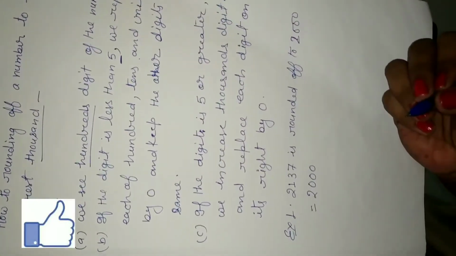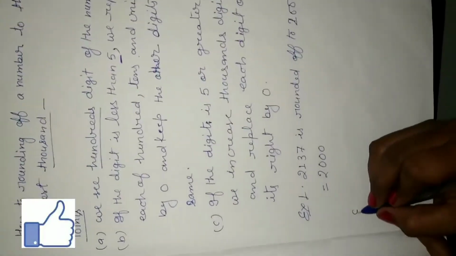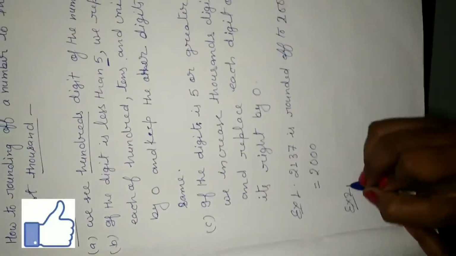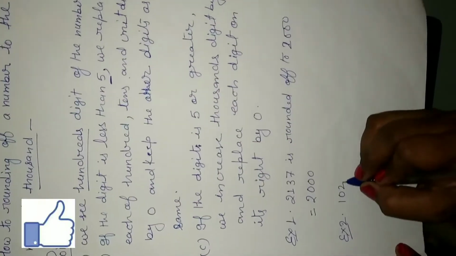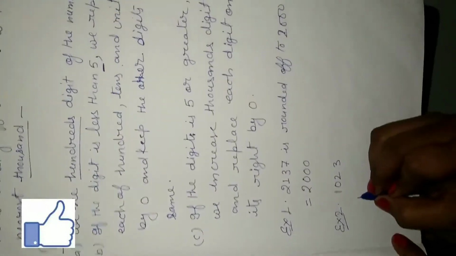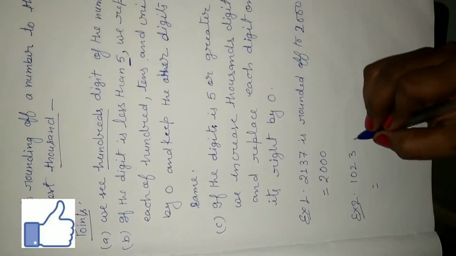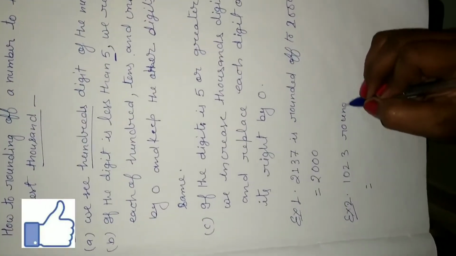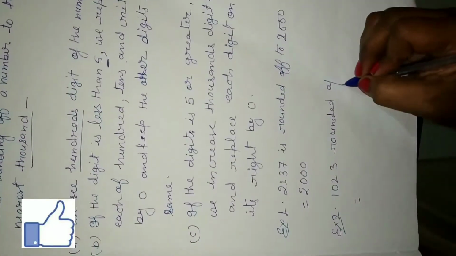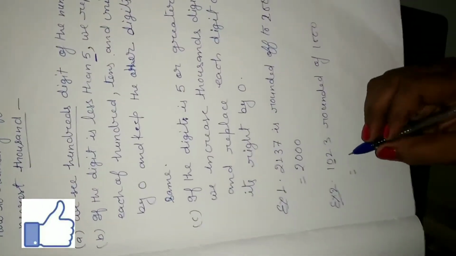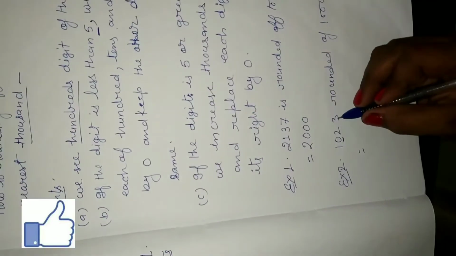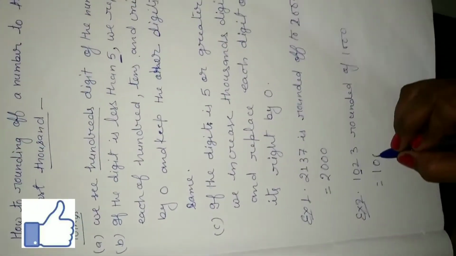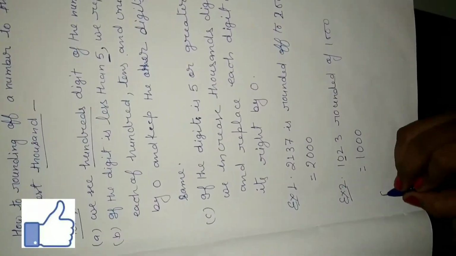Like this. And another example, 1023 rounded off is 1000. The hundreds digit is less than 5. Then what is the answer? The hundreds, tens and unit digits will be 0. Then 1000. Okay, one more example.